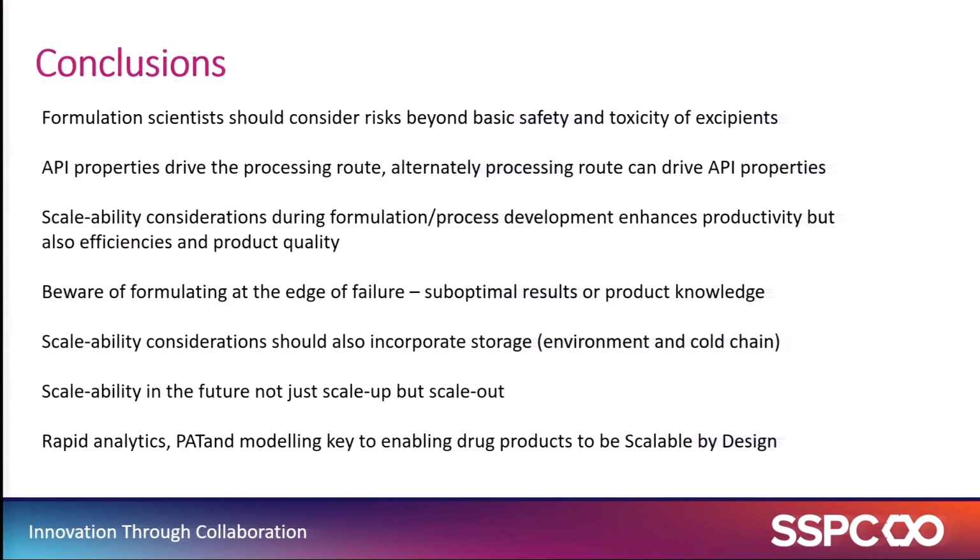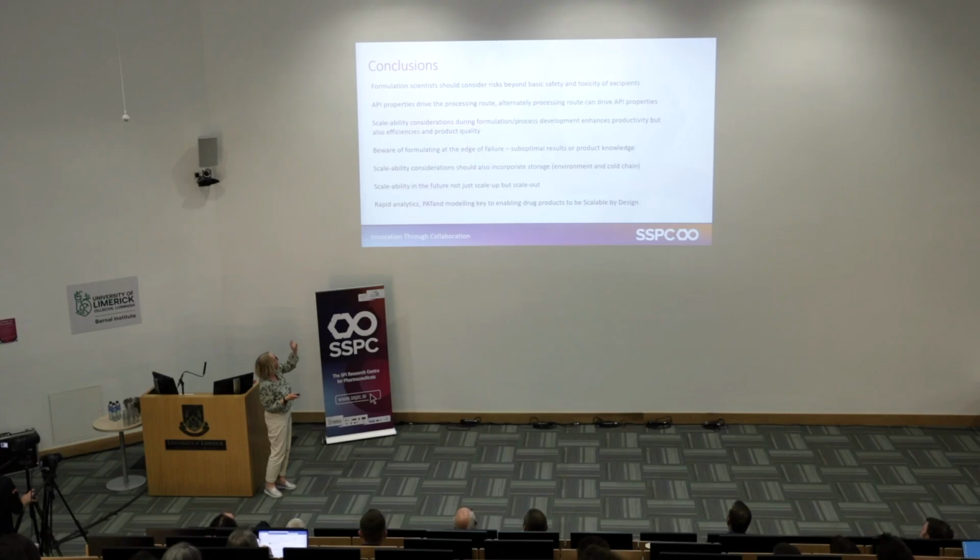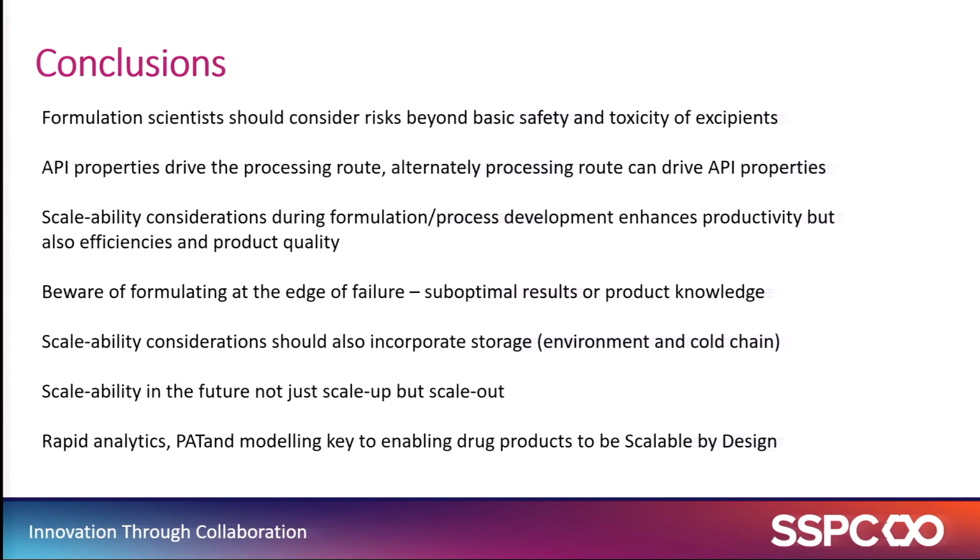So formulation scientists, I think when I was a scientist, you just said, is the material safe? And you go, it's GRAS listed. There's a whole discussion around what's safe and what's not safe. It depends on the route of delivery, but we need to move beyond that to consider other risks. That the API properties can drive the processing route, but you can also design your properties, as we've seen earlier, to get the processing route you want.